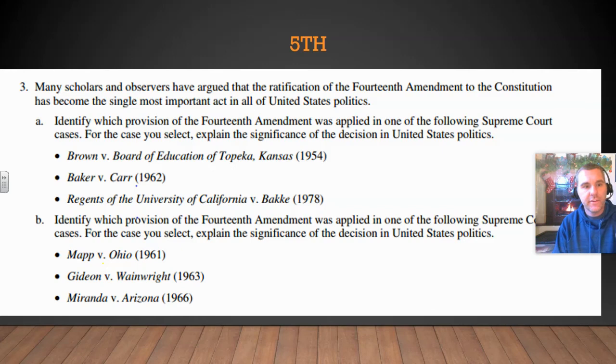You got Brown versus Board of Education, Baker versus Carr, and then the Regents of University of California versus Bakke. We haven't talked about that one yet, but we will. But these are all civil rights cases, so that's going to be the Equal Protection Clause, right? And so you could just talk about that and then give me an idea for the case you select, right? So maybe you talk about Brown versus Board of Education and what that did. That overturned Plessy, and that brought about public school integration, right? Integration in public school. Letter B, then identify the provision of the 14th Amendment that was applied here, and then you got to be able to explain the significance.